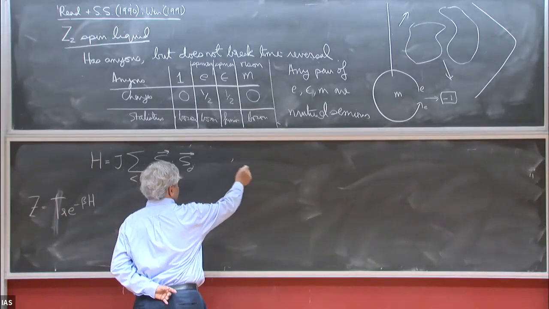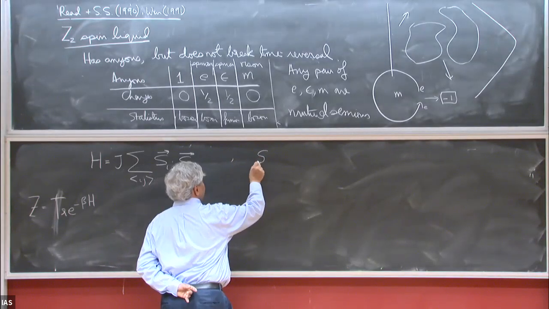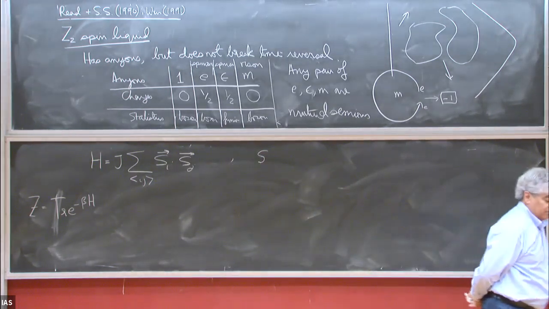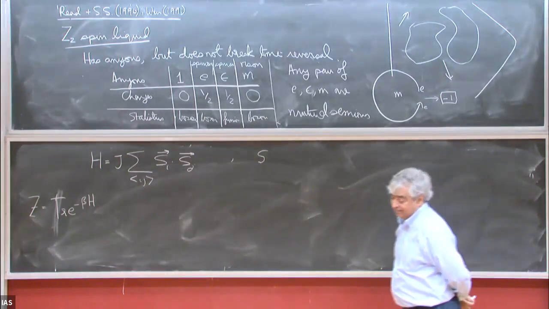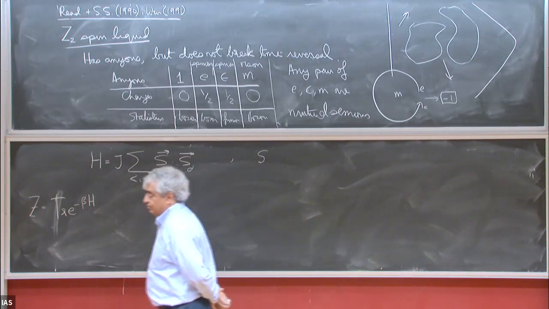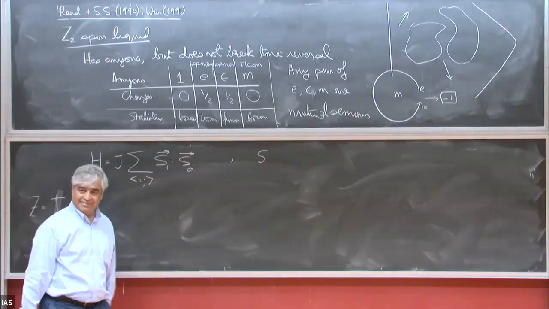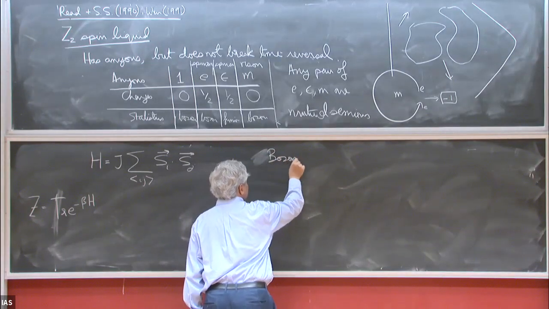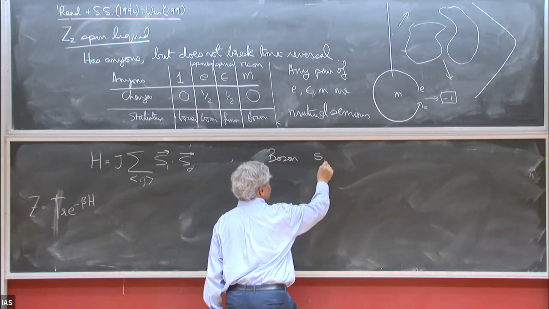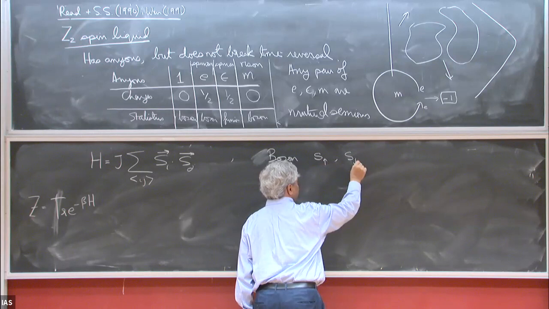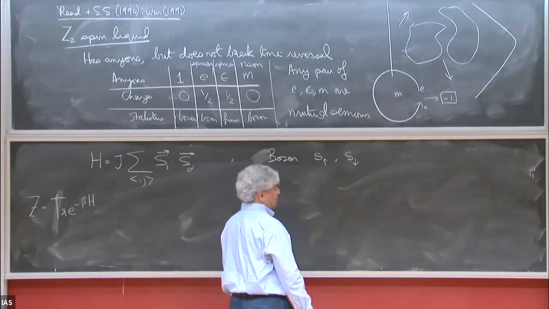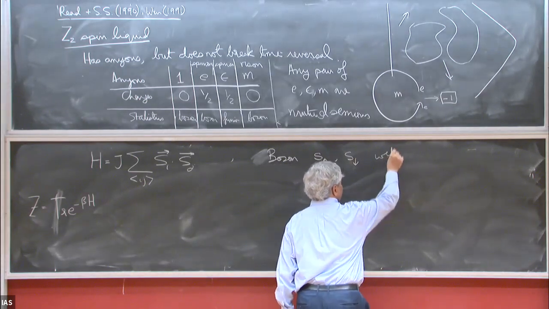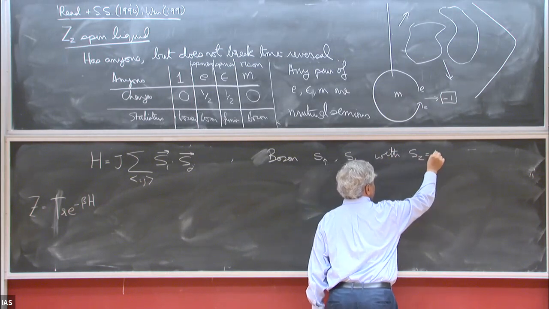So the approach we're going to use, influenced by these considerations from the early days, where it was very clear that you should have at least excitations with fractional charge or fractional spin. So why don't you just make them the things you work with? So you introduce another boson, which I call S, S up and S down. There's two kinds of bosons, and they have fractional charge, or Sz equals plus minus 1/2.